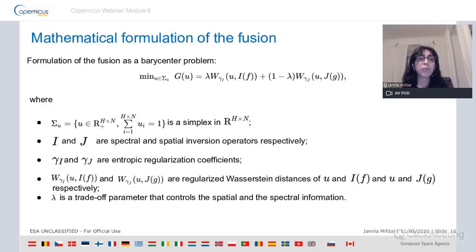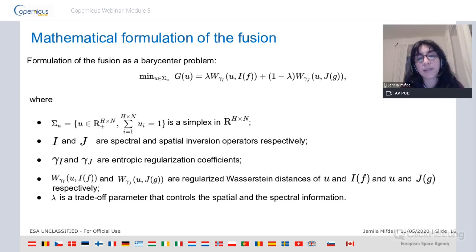Okay, so now we have the formulation of the fusion problem. So now we're going to go back to our fusion problem. The fusion problem is modeled as the minimization of the sum of two regularized Wasserstein distances. The first Wasserstein distance is between u and I of f. I is a spectral inversion operator that brings the multispectral image f on the same grid as the high resolution image u.